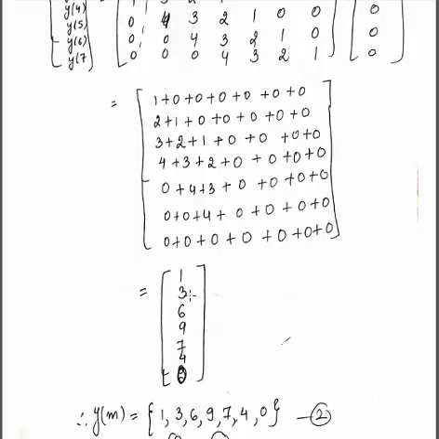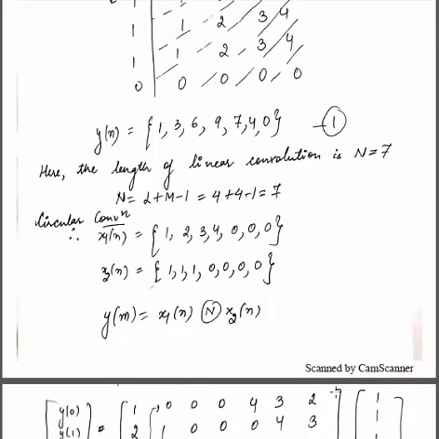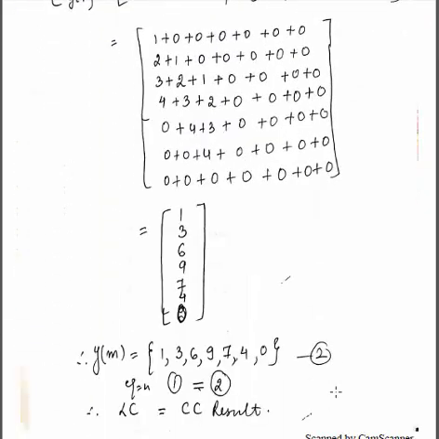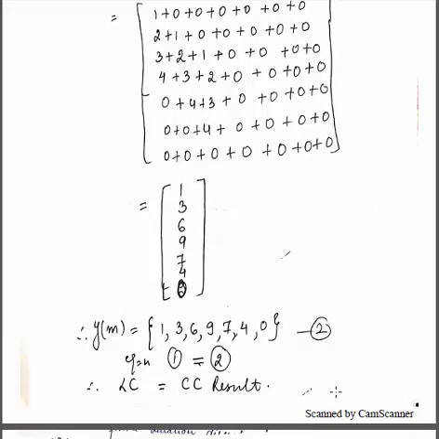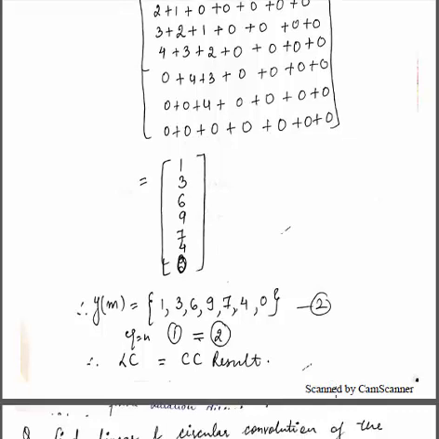And at the end we got the circular convolution result, that is y of m is equal to 1369740. So therefore y of m is equal to 1369740. That is equation number 2. Now comparing equation number 1 with 2, check whether the result is the same or not. Therefore y of n is equal to y of m, and equation number 1 is equal to equation number 2. So the result of circular convolution and linear convolution is the same by using the concept of zero padding.